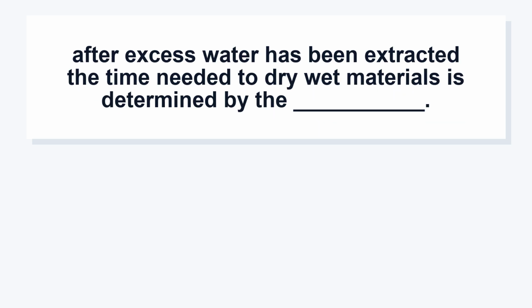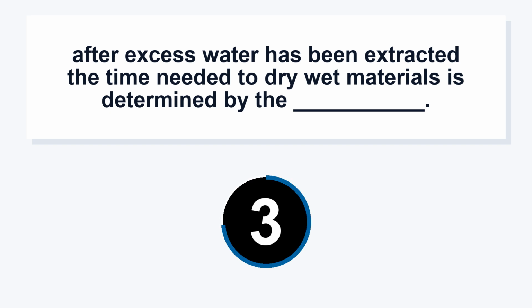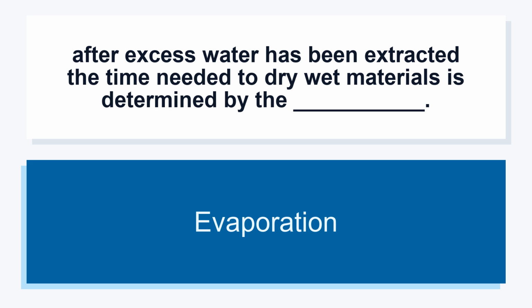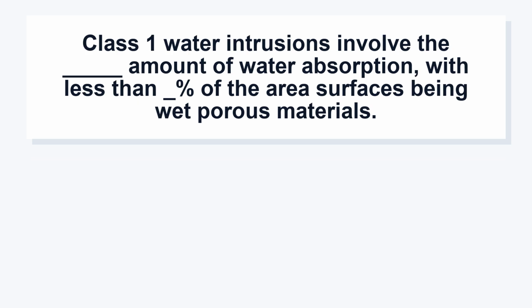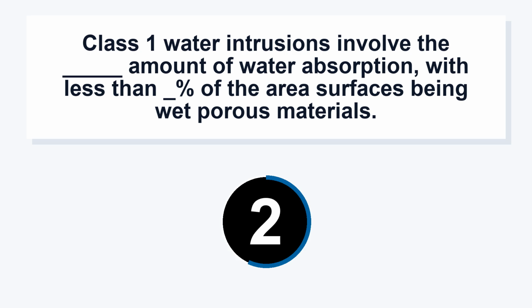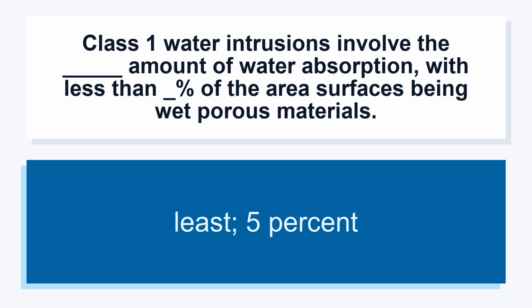After excess water has been extracted, the time needed to dry wet materials is determined by the amount of water absorption. Class 1 water intrusions involve the least amount of water absorption, with less than 5% of the area surfaces being wet porous materials.